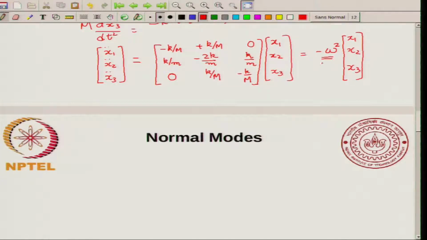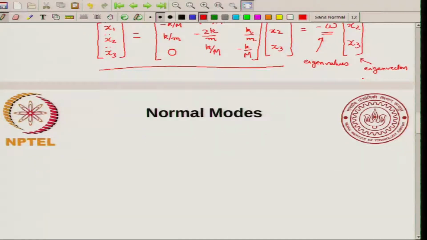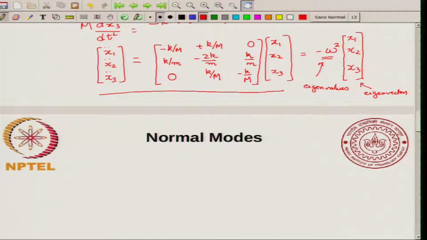When you calculate the eigenvalues and eigenvectors, you will get what are called the normal modes. So, these are the eigenvalues, and these are the corresponding eigenvectors. We had only this differential equation. Now, when you set it to minus omega square x1, x2, x3, you are basically asking for the eigenvalues and eigenvectors.